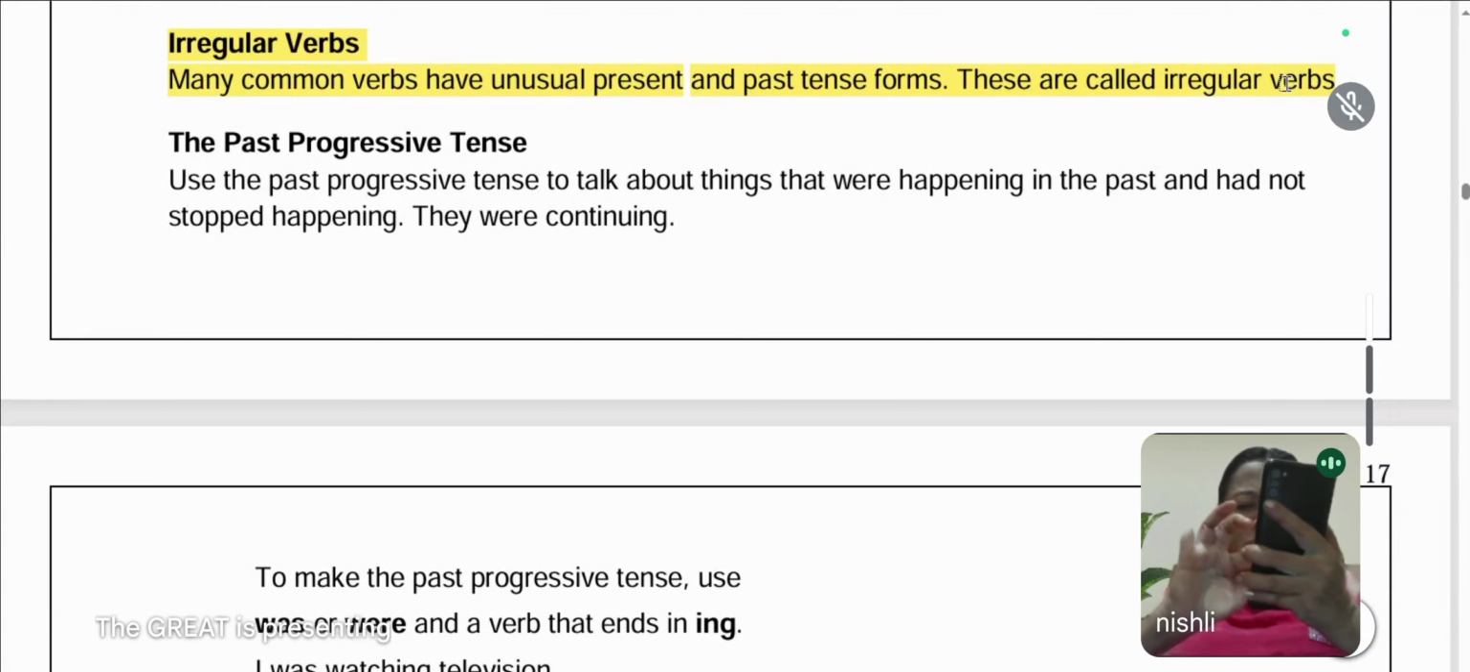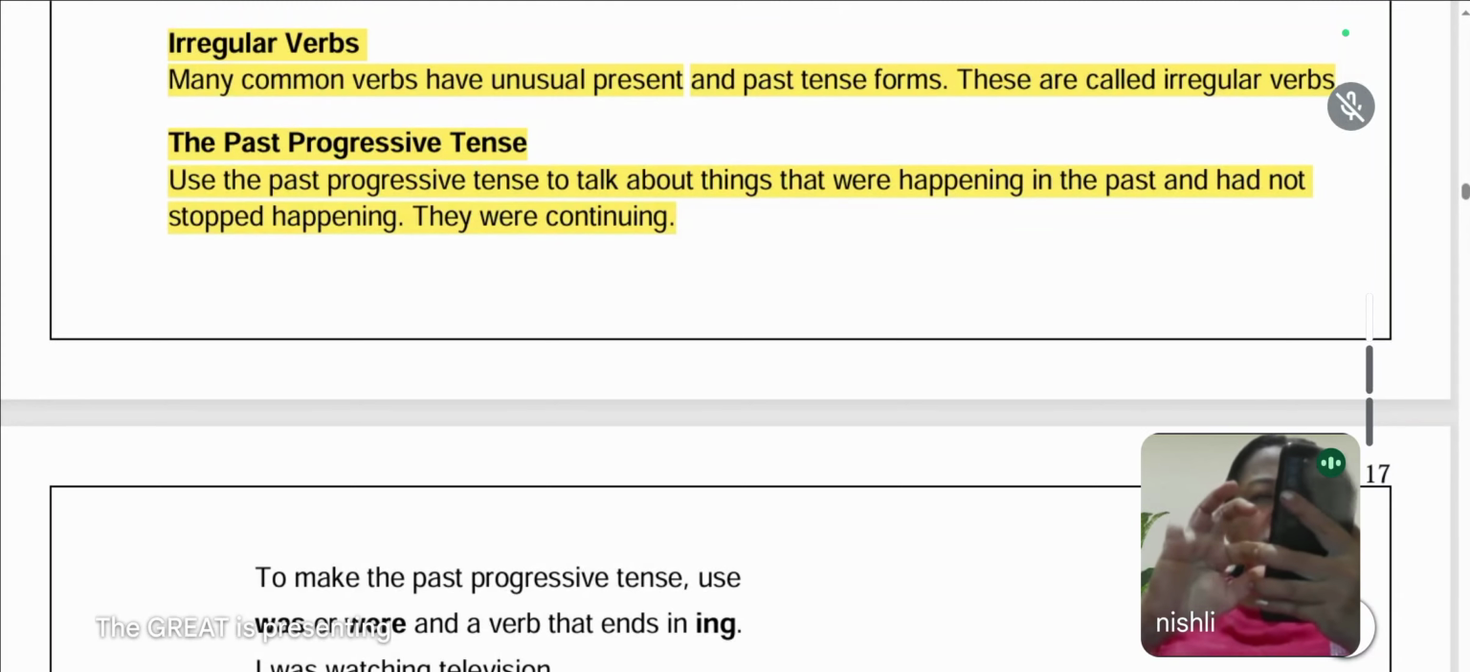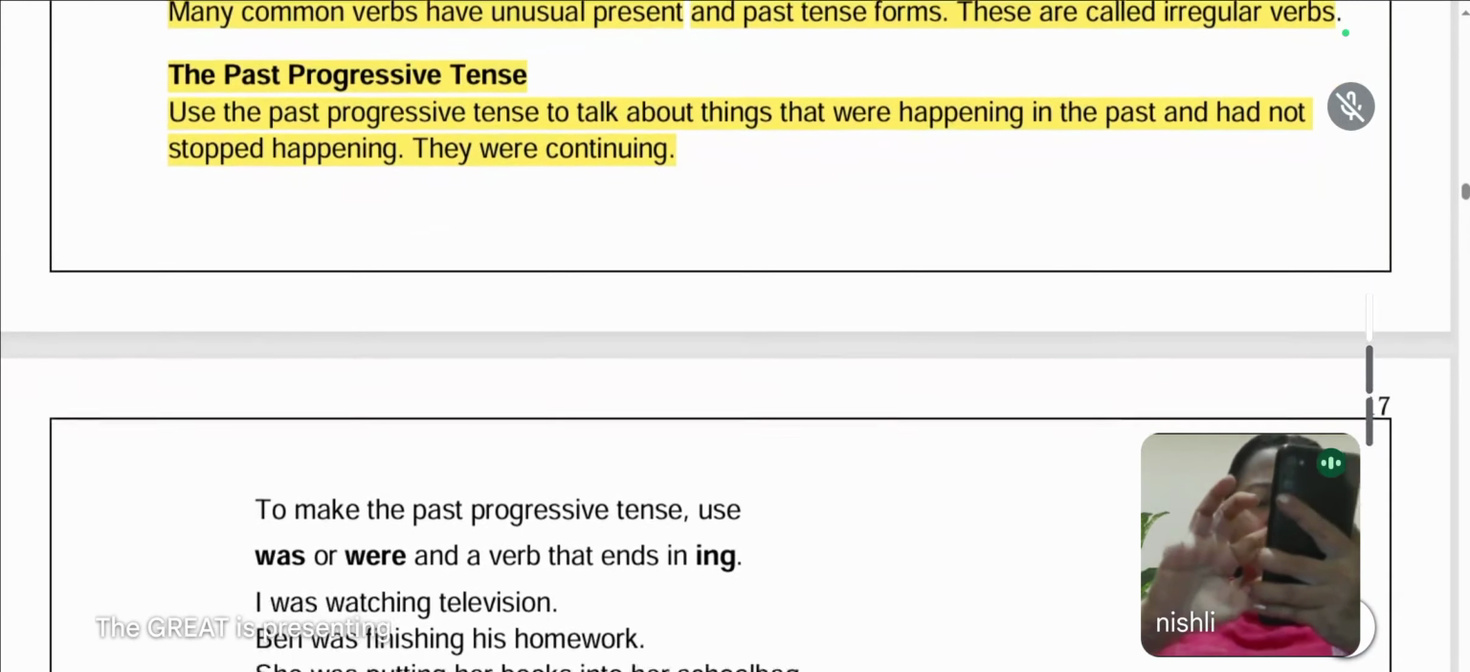Unusual present and past tense forms. These are called irregular verbs. Use the past progressive tense to talk about things that were happening in the past and had not stopped happening. They are continuing, as I told you. The past continuous too is like that, past continuous tense.